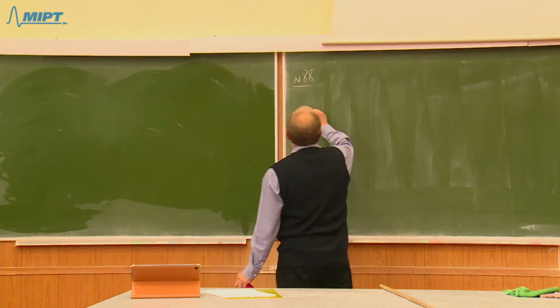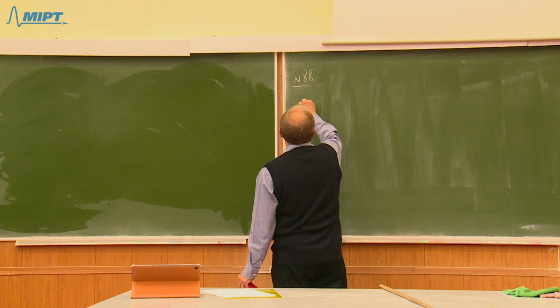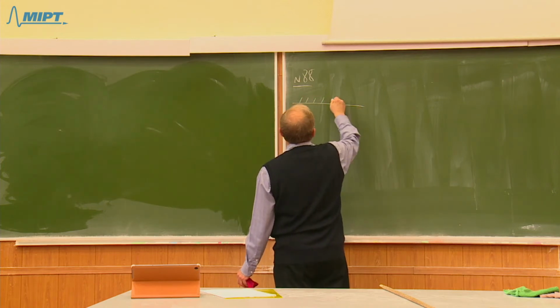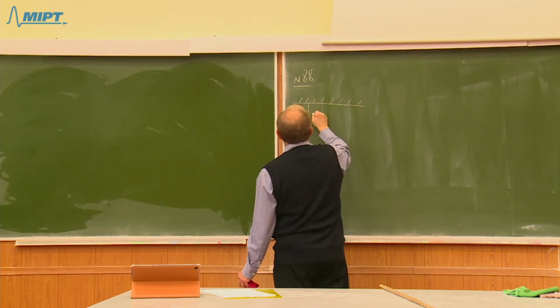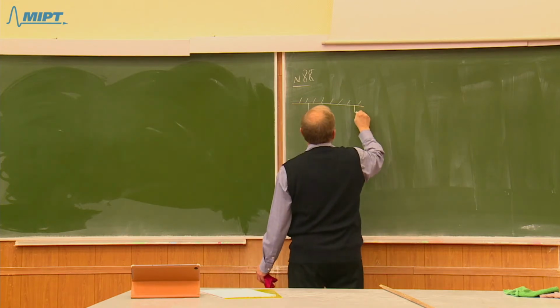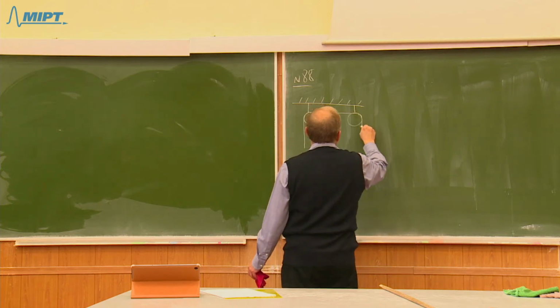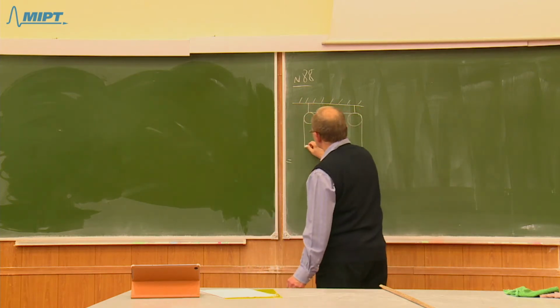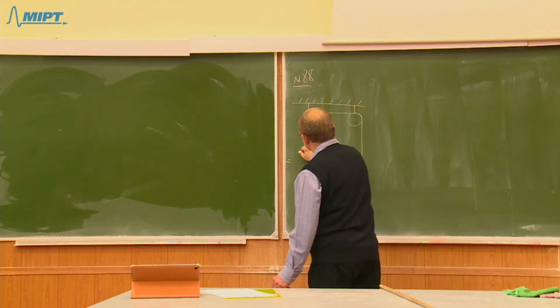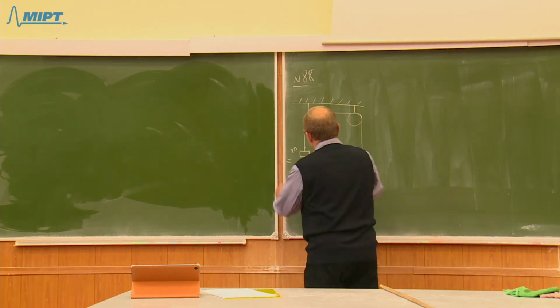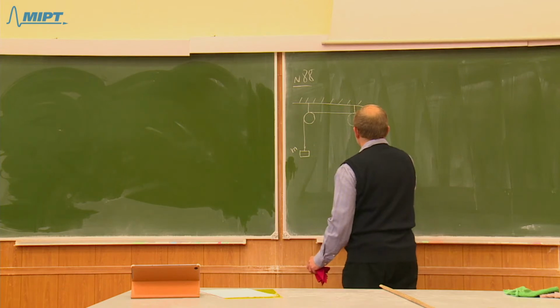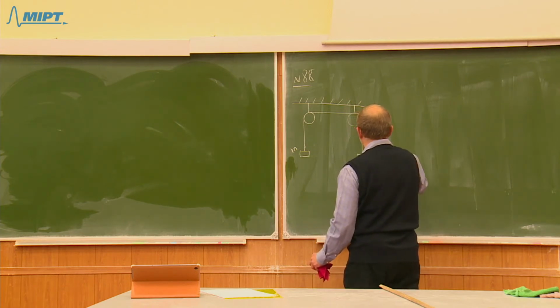So, there are two pulleys and a string which goes over the pulleys. And here we have two identical weights of mass m. And this is also weight, the same mass m.